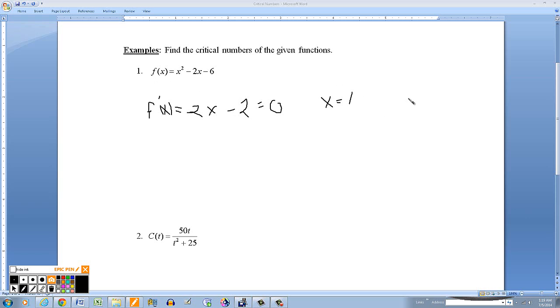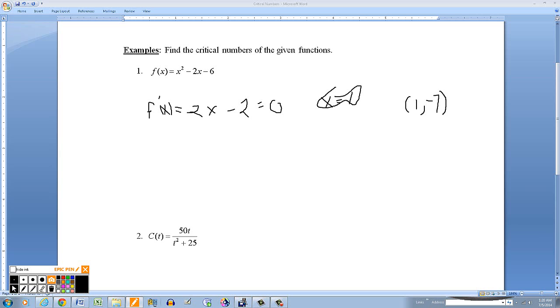Now, if I evaluate the function at 1, putting a 1 in the function, I get 1 minus 2, which is minus 1, and minus 6 is minus 7. So I get the point 1, negative 7. Now this is referred to as a critical point. Here we're just finding the critical numbers. So x equal to 1 is a critical number, and (1, negative 7) is what is called a critical point.